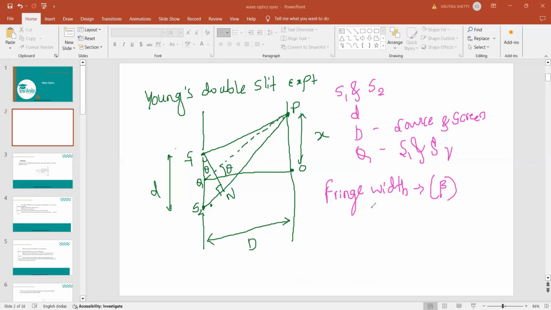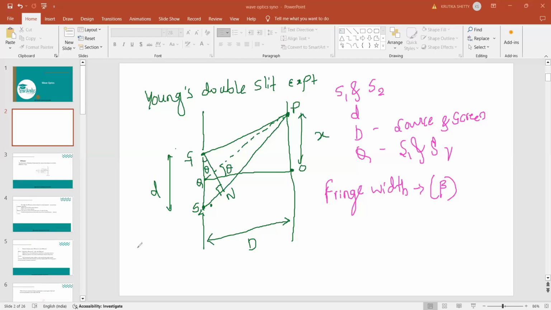So now here, this is the diagram to derive the fringe width expression. At the point P, the screen is at a distance of x from the center O. At P, two waves, from source S1 and from source S2, are meeting at the point P.